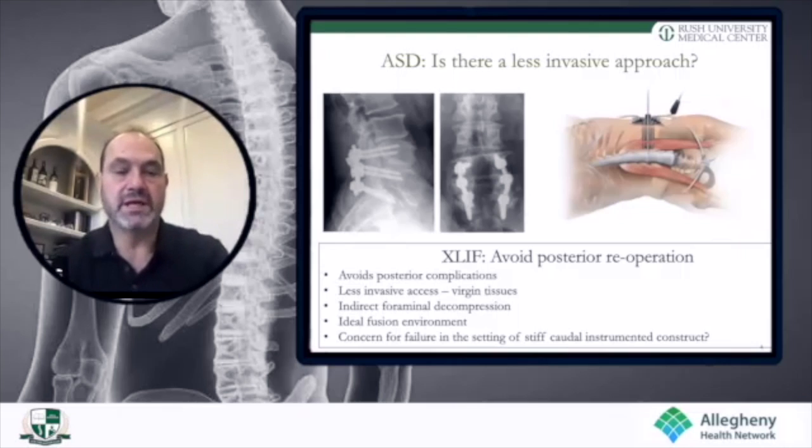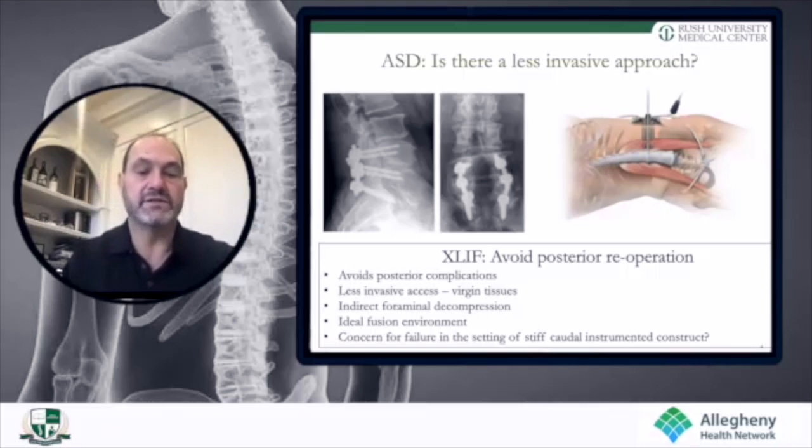I would contend that lateral approach or XLIF is attractive, avoiding posterior reoperation. It obviously would avoid all the posterior complications we just went through. It's less invasive access, often typically through virgin tissue, a powerful tool for providing indirect foraminal decompression. The disc space is usually an ideal fusion environment versus posterolateral fusion. However, this needs to be balanced against concern for biomechanical failure of the construct in the setting of a stiff instrumented construct previously performed.